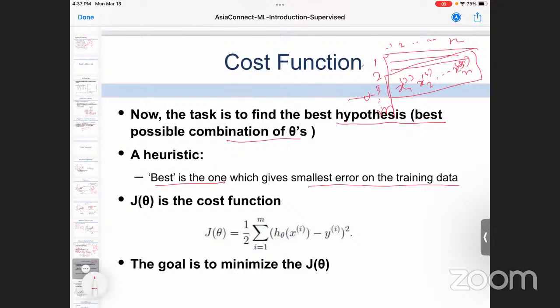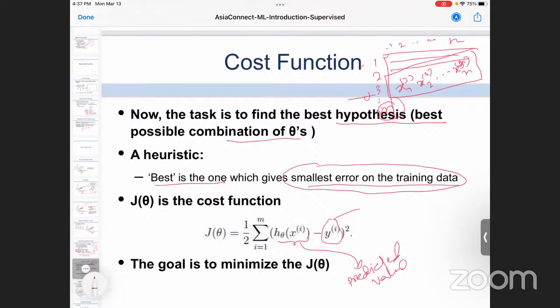And you have m examples here. So you have to find the error of all the examples of the training data. So what is the error? Here we are using least square. So this is the prediction of your model, like predicted value. And this is your ground truth value, right? This is predicted, this is ground truth.